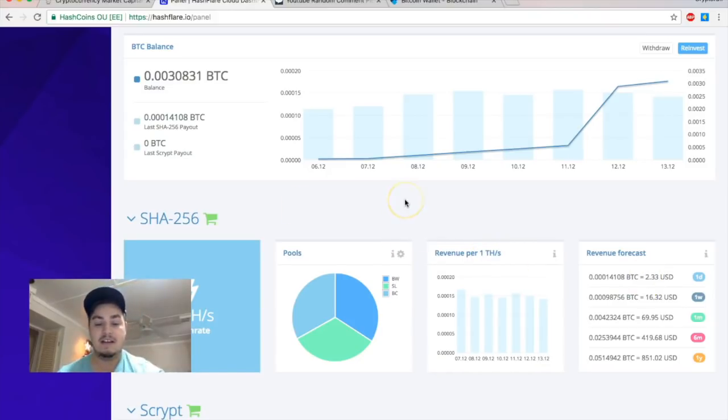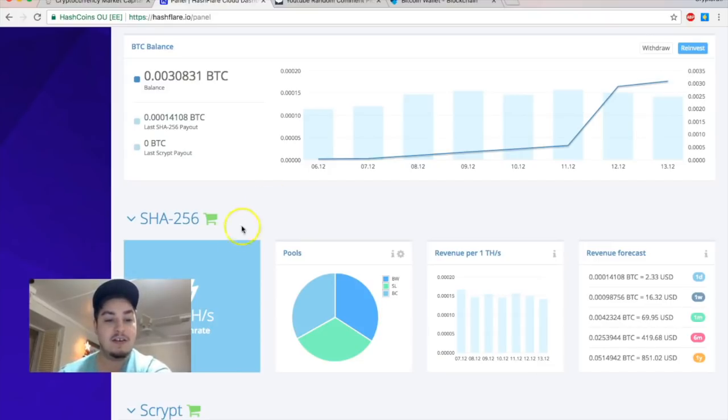I want to show you around the site a little bit for those of you who are wondering what Hashflare is. It's a low to medium risk cloud mining company, meaning that it's been around a while. It's reputable. It's not going to go anywhere. It's not some type of scam. It's a great company. I recommend investing into Hashflare for some great passive income.